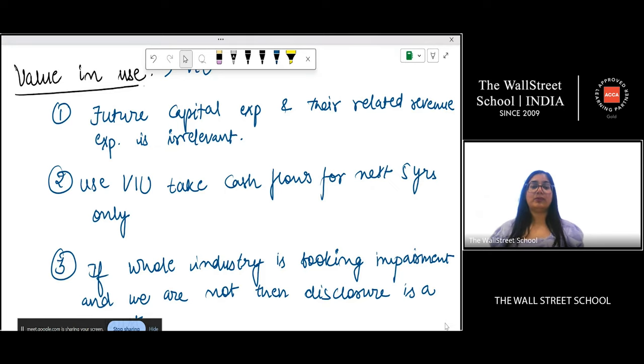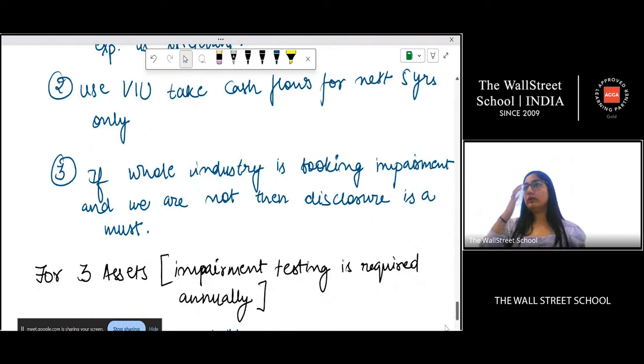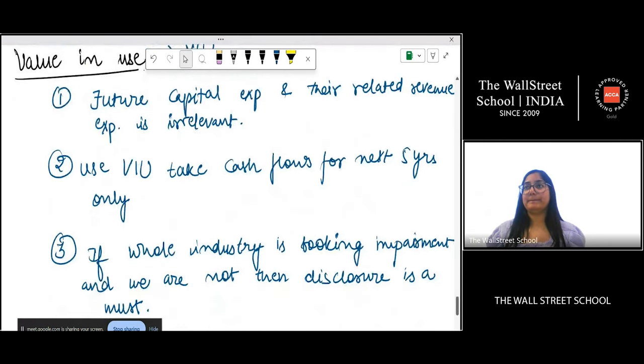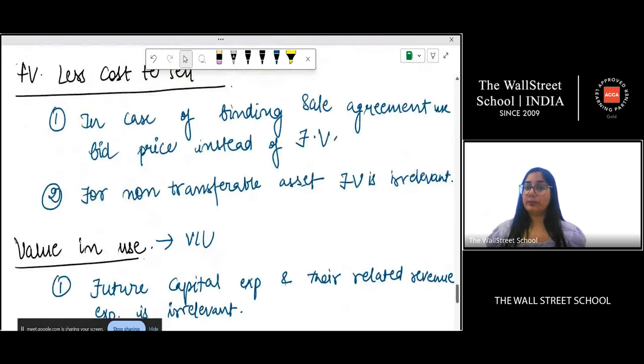And lastly, sometimes it also happens that the entire industry that we are operating in is booking impairment on their assets, but we are not doing that. So that might be something suspicious to the auditors. In that case, what do we do? It is required by the accounting standards board that you need to give a disclosure for the same. If the entire industry is booking impairment and we are not booking, then we need to give a disclosure for that. Okay, is it clear up till here? Do you want me to repeat any of the points?